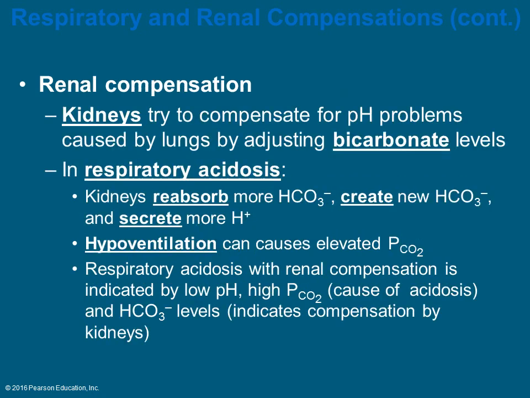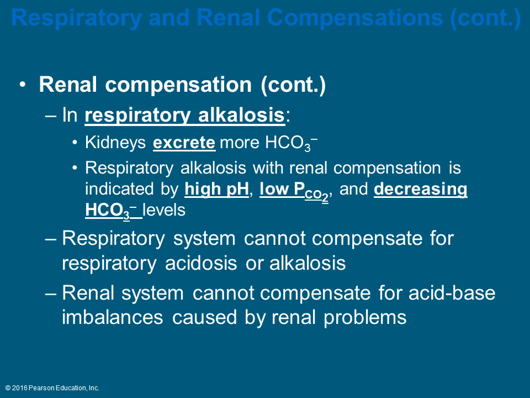Now, the kidneys try to compensate as well. As I said, if there's a respiratory abnormality or dysfunction, they're going to try to adjust the bicarbonate levels. So in respiratory acidosis, the kidneys are going to try to reabsorb more of the bicarbonate. You may end up seeing hypoventilation causes elevated levels of the partial pressure of the carbon dioxide. And so you will see adjustment made. In respiratory alkalosis, the kidneys are going to excrete more of the bicarbonate ions.